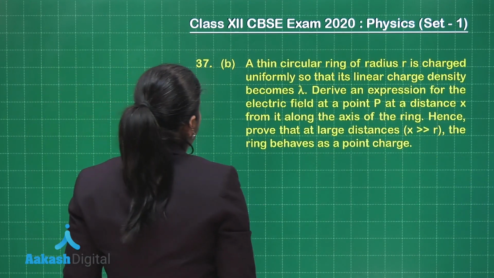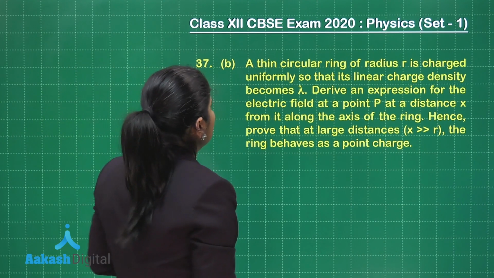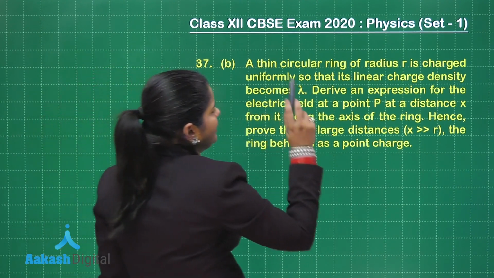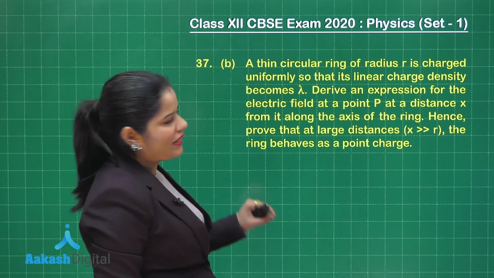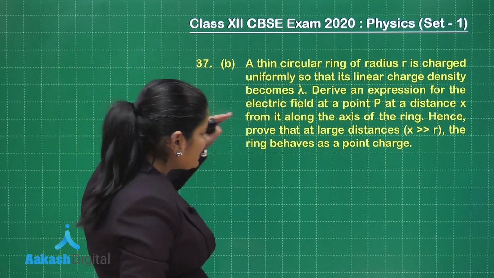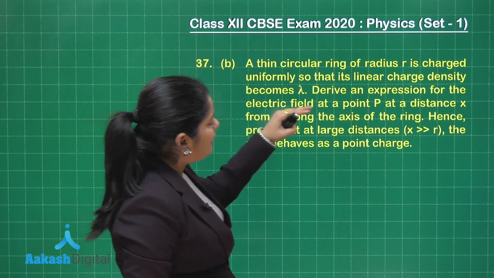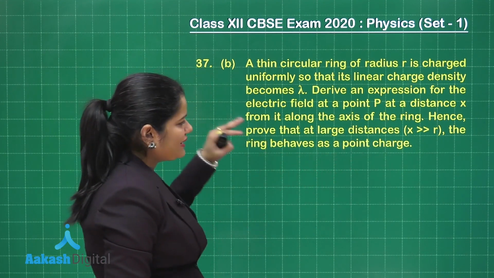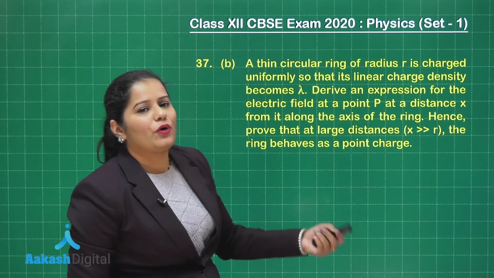Okay. Now here I have the B part of this first part of question number 37. This says: a thin circular ring of radius r is charged uniformly so that its linear charge density becomes lambda. Derive an expression for the electric field at a point P at a distance x from it along the axis of the ring. Hence prove that at large distances, that is x is much greater than r, the ring behaves as a point charge.